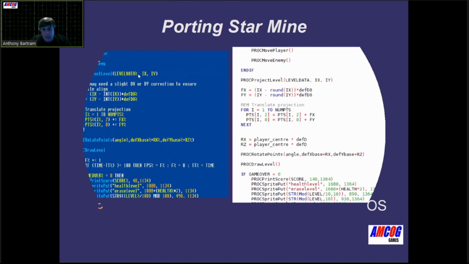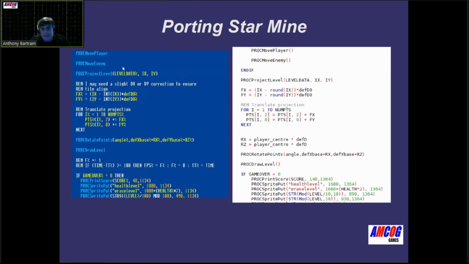So the code, well, it's BASIC, so basically it's not that different. On the left, you will see BBC BASIC code for StarMine. On the right, you will see the HEK BASIC. Some aspects of BBC BASIC are an awful lot better because it's a really very, very good implementation. And again, some aspects of the library calls you have available in the HEK are richer.